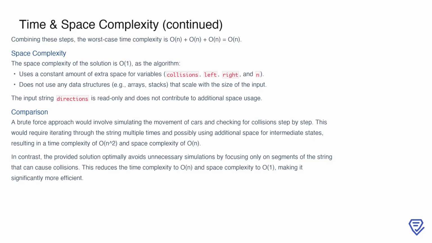To compare this with a brute force approach, a less efficient method would involve simulating the movement of cars step by step, checking for collisions at each step. This would require multiple passes over the string, leading to a time complexity of O(n squared), and potentially additional space for intermediate states, resulting in O(n) space complexity. By focusing only on the relevant segments of the string, the provided solution avoids unnecessary work and achieves O(n) time complexity and O(1) space complexity, making it far more optimal.